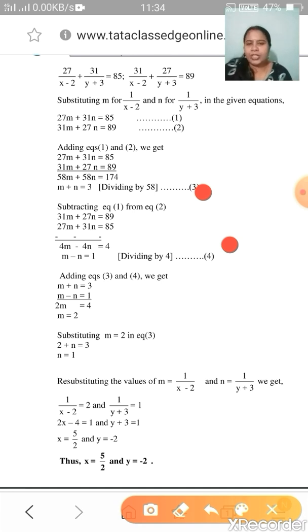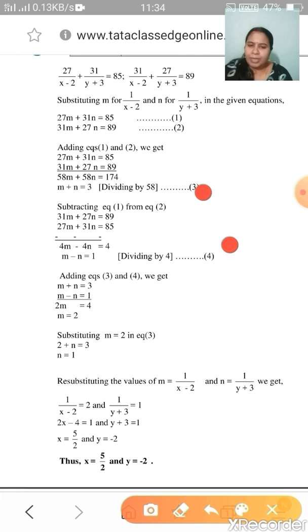So resubstituting the values, m is equal to 1 upon x minus 2 and n is equal to 1 upon y plus 3. From where do we get this? From the first step that we have assumed. From there we are taking these values. So in the place of m, I will write 2. In the place of n, I will write 1. So we get 1 upon x minus 2 is equal to 2.